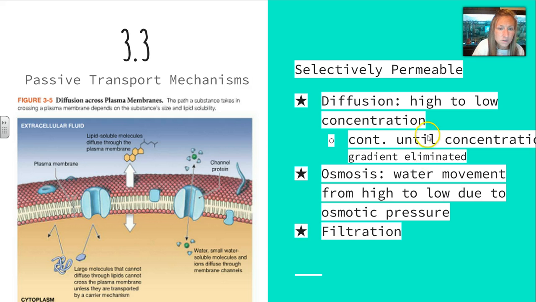So in the picture over here, you can see that substances like water, small water-soluble molecules, can diffuse through the membrane through those channel proteins. Some large ones cannot diffuse through lipids and cannot cross the plasma membrane unless they're transported by some kind of carrier mechanism because they're too big. Some molecules are lipid soluble and can diffuse straight through. So again, our membrane is selectively permeable.